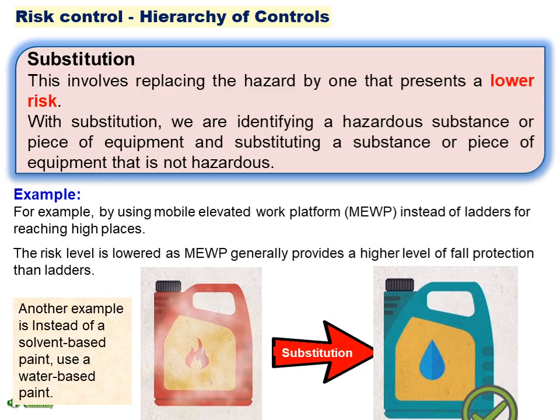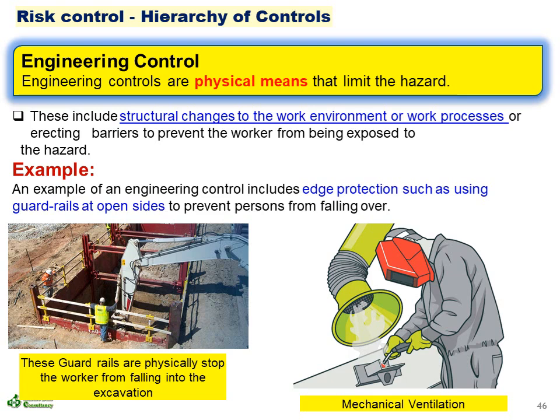For example, by using mobile elevated work platform, MEWP, instead of ladders for reaching high places. The risk level is lowered as MEWP generally provides a higher level of fall protection than ladders. Another example is instead of a solvent-based paint, use a water-based paint. Details about the hierarchy of risk control continued.